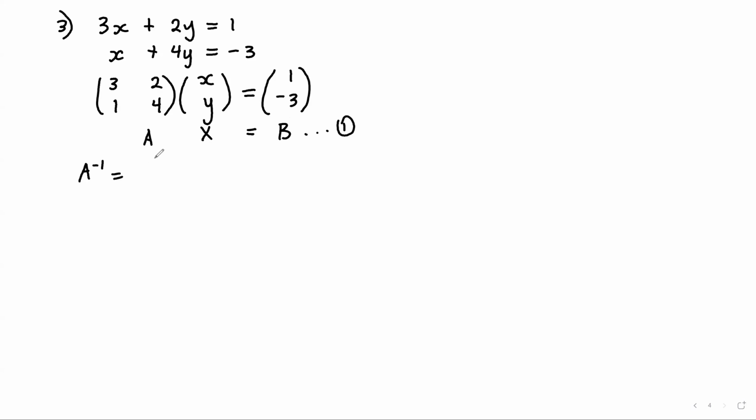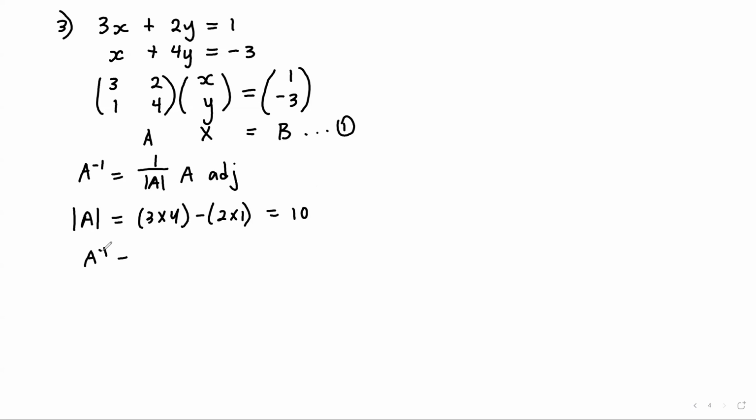So A inverse, as you know, is 1 over the determinant of A times the adjoint of A. All right, so the determinant of A here would be 3 times 4, take away 2 times 1. This would be 3 fours are 12, 2 times 1 is 2, so 12 take away 2 is 10. Let me just make sure, 3 times 4, take away 2, yeah, 10. All right, so therefore A inverse will be 1 over 10 times the adjoint of A, which is, you swap the first and last ones, and you change the signs of the remaining two. So that's your A inverse.